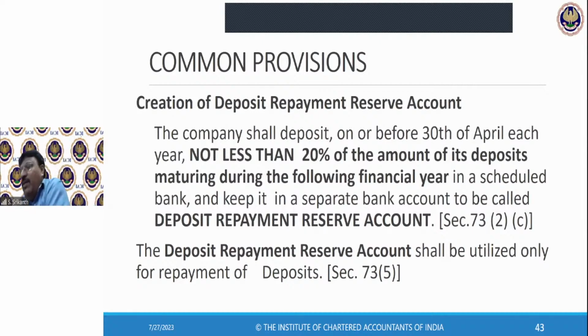So 20% of the deposits maturing during the following financial year should be deposited in a scheduled bank. A scheduled bank means a bank which is licensed by the Reserve Bank of India. Whenever a banking license is given by RBI, the name of that bank will be included in the schedule in the Banking Regulation Act. There are three schedules there. If it is in that schedule, it is called a scheduled bank. All banks are scheduled banks, except cooperative banks, which are not scheduled banks. Everything else is a scheduled bank, including your HDFC Bank, Bandhan Bank, Yes Bank. All banks are scheduled banks. Don't worry about it.